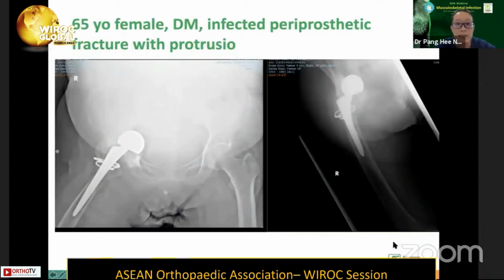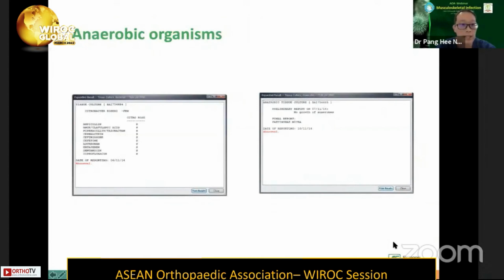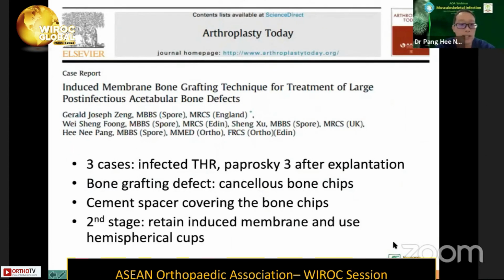So lastly, this is our technique for treating infected periprosthetic fracture with protrusio. Okay, you can see that there is a periprosthetic fracture around the bipolar implant, and there's a protrusio into the pelvis. Right? Tissue cultures grew anaerobic organisms. We reported this technique, infected THR, Paprosky 3 defects in the socket after explantation. What we did was during the first stage, when we removed the implants, we gave a good wash, we bone grafted the protrusio with cancellous bone chips. Then we put a cement spacer, cover the bone chips and hold it in place.